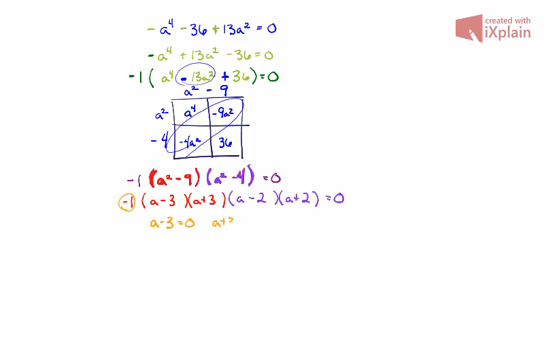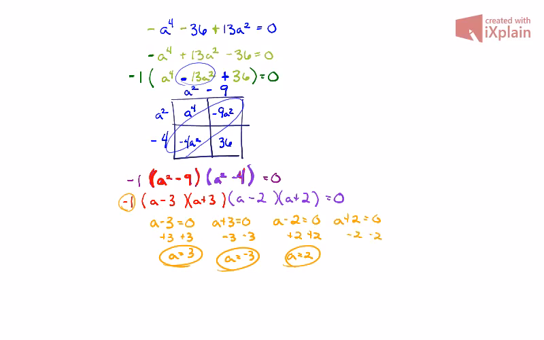So again, that means that a could be equal to 3, a could be equal to negative 3, a could be equal to 2, and finally, a could be equal to negative 2. So in this case, we have 4 different possible solutions. If you go back to the original problem, the largest degree that we had was 4. It's not a coincidence that because the degree of your polynomial was 4, you get 4 solutions out.